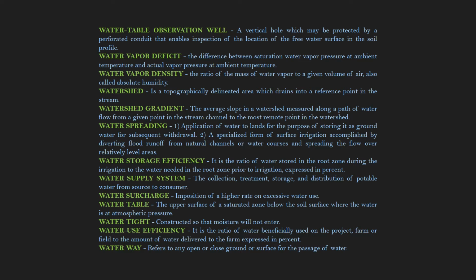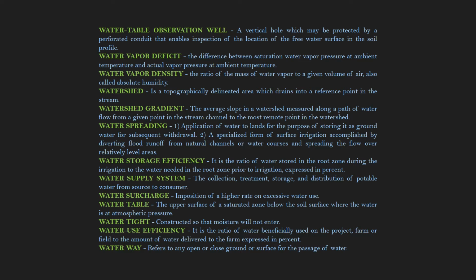Water spreading. 1. Application of water to lands for the purpose of storing it as groundwater for subsequent withdrawal. 2. A specialized form of surface irrigation accomplished by diverting flood runoff from natural channels or watercourses and spreading the flow over relatively level areas. Water storage efficiency. It is the ratio of water stored in the root zone during the irrigation to the water needed in the root zone prior to irrigation, expressed in percent.